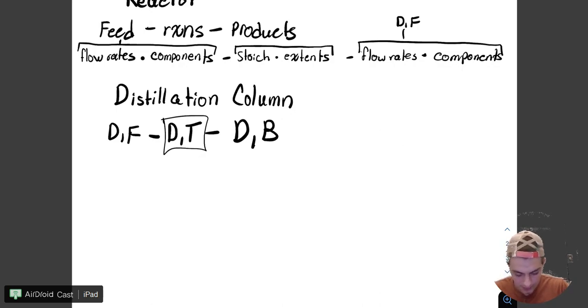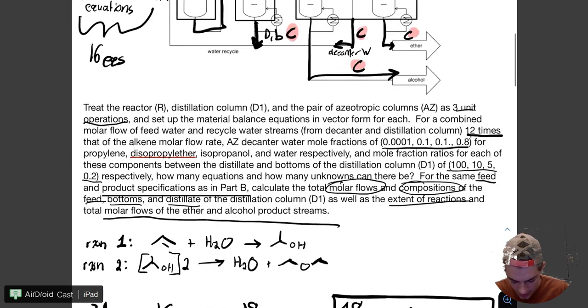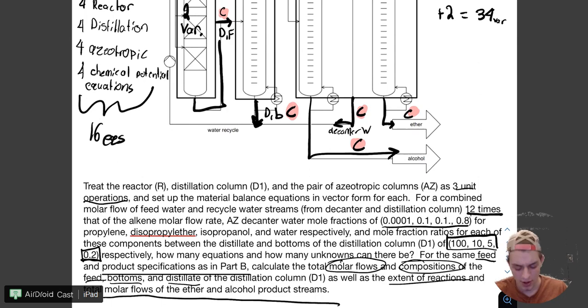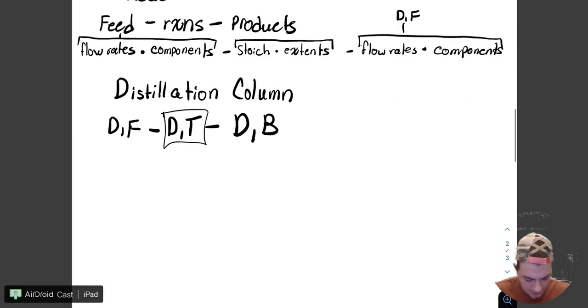So the only other thing that I think is left to mention here is we are also given this specification right here, and we're told that is the mole fraction ratio between the distillate and the bottoms of the distillation column. The distillate being the top of the column, the D1 top, and the bottom. So those are the mole fraction ratios. That corresponds to our chemical potential equations, or our vapor-liquid equilibrium equations. I'll write that as VLE.